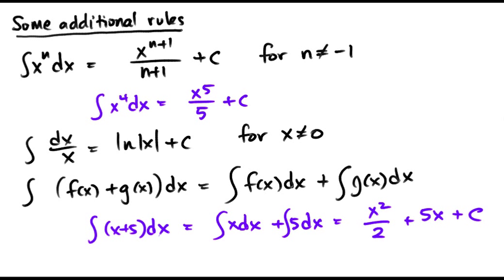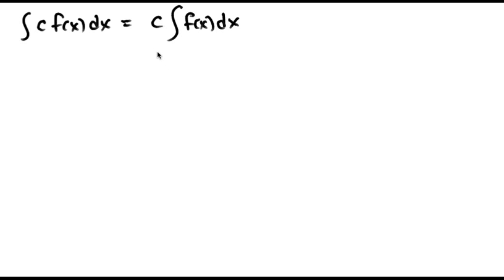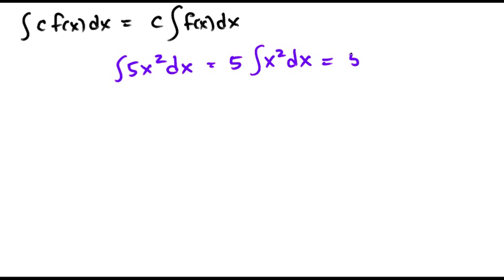We'll continue with some additional rules. If you take the antiderivative of a constant times f of x, then you end up being able to factor out that constant. So if you have, as an example in blue, 5x squared dx, you can think about this as 5 times the antiderivative of x squared dx, which gives you 5x cubed over 3 plus c.